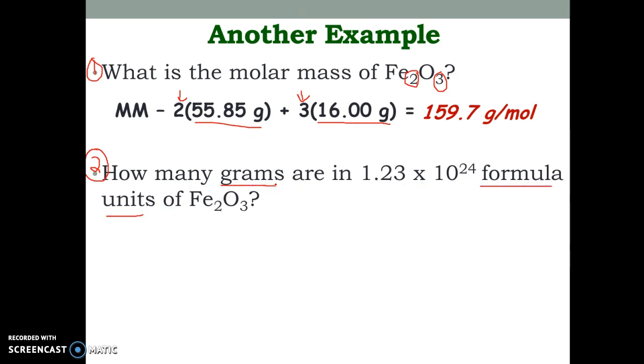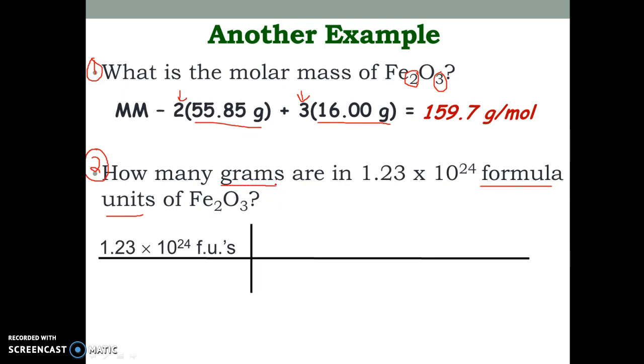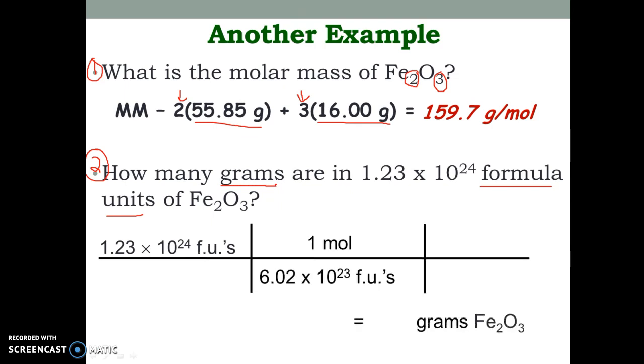So because I'm starting with formula units here, I'm starting in my upper right hand corner of my conversion sheet. And I'm first going to go from formula units to moles. So when I'm going from formula units to moles, I divide by Avogadro's number of 6.02 times 10 to the 23rd, and that gets me to moles. And then from moles to grams, I'm going to multiply by the molar mass. The molar mass of iron 3 oxide being 159.7. So I take 1.23 times 10 to the 24th, divided by 6.02 times 10 to the 23rd, and then multiplied by 159.7.